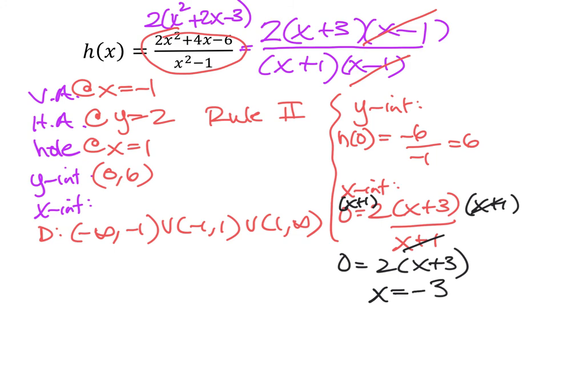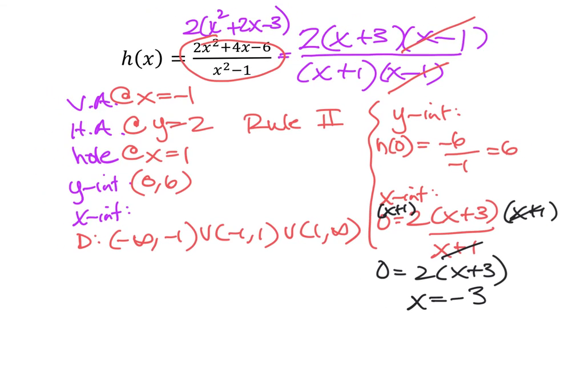Okay, if I looked at the original one, before I crossed out the factors, I would say there's an x-intercept at -3 and at 1, except remember x is not allowed to be 1 because there's a hole there. So my only x-intercept here is at the point -3, 0.